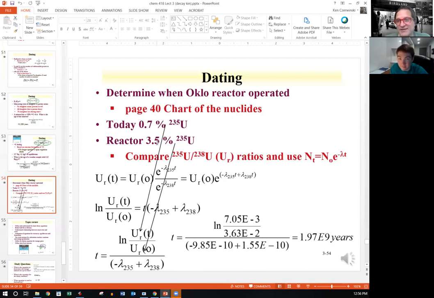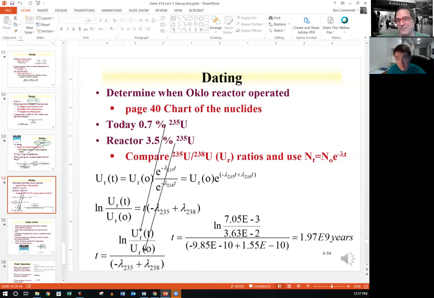uranium-238 is 4.5 billion years, and uranium-235 is less than that number. I'll have to check my uranium-235 half-life. I'm not 100% sure off the top of my head. It's 7 times 10 to the 8th years. So as opposed to being 4.5 billion, it's a little bit less. But that time difference means that the decay of the 235 is faster.